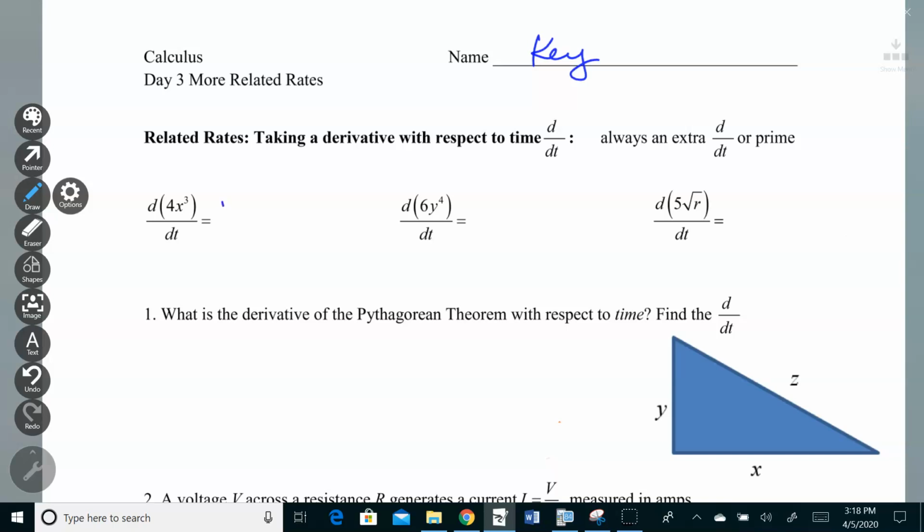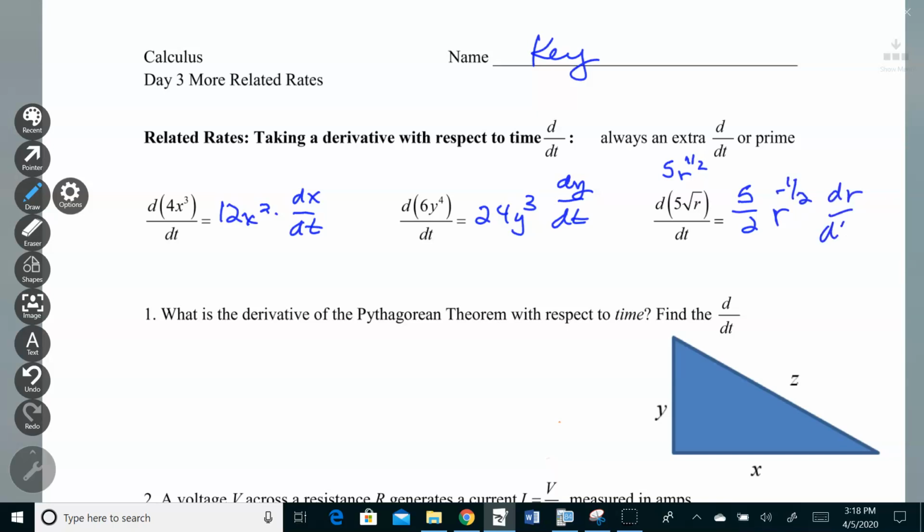So this turns out to be 12x squared times dx over dt. This is 24y cubed dy over dt. And I rewrite this as 5r to the 1/2. It becomes 5 over 2 r to the negative 1/2 dr over dt.